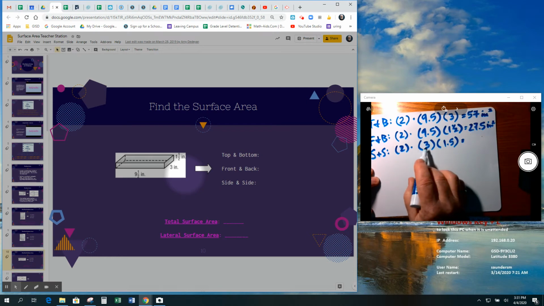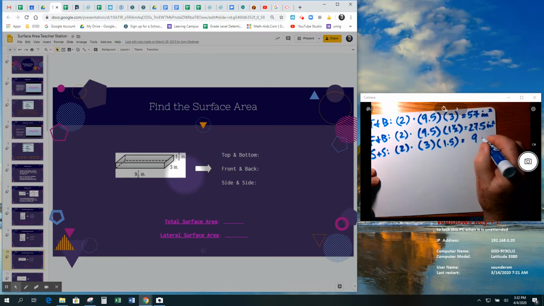Okay, 3 by 1.5. So I have 2 of those, and one dimension is 3 inches, and the other one is 1.5. So 3 times 1.5 is 4.5, times 2 would be 9. So 9 square inches.